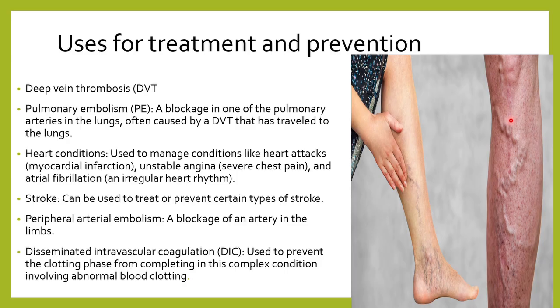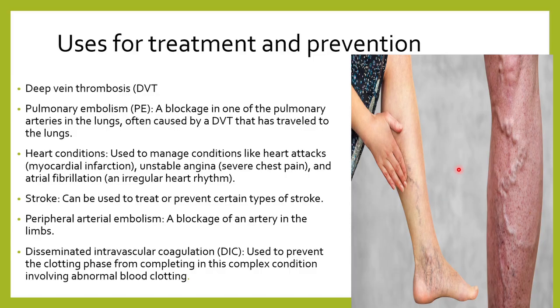To prevent that we give it in certain heart conditions. The patient has developed a heart attack. He has developed severe chest pain. There is atrial fibrillation. To prevent the dislodging of these clots to other parts, we give this heparin. Stroke. To prevent the clot in the brain, we give this heparin. Peripheral arterial embolism, heparin is given.